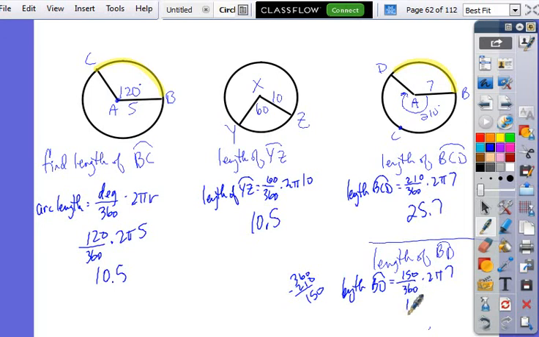All right, does it make sense that that answer is smaller than the first one? Why? Because it's a smaller arc. The degree is smaller, so the length is going to be smaller. So base it on degrees, you can tell which answer is supposed to be bigger than the other. All right, any questions there?